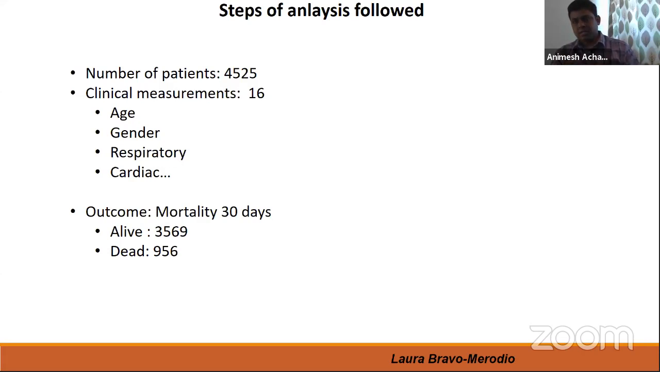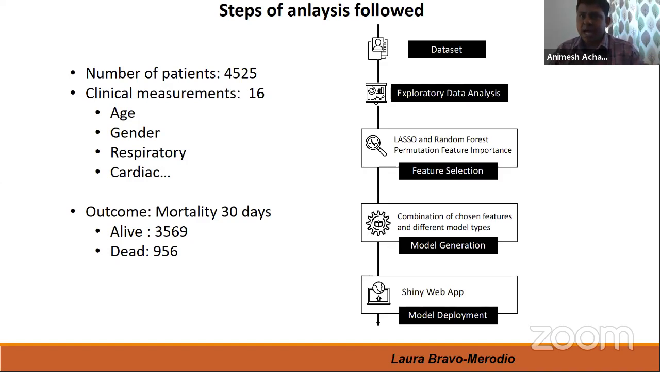3,569 patients are alive, and 956 patients are dead. Okay. So the question is, can you identify what are the important aspects out of the 16? Which one is important out of the many, so that we can prioritize our decision making. So what we did, we developed a tool. If you see this tool, it is exactly similar to the way I described the data analysis pipeline: data set, exploratory analysis, select important feature, model generation, model deployment.